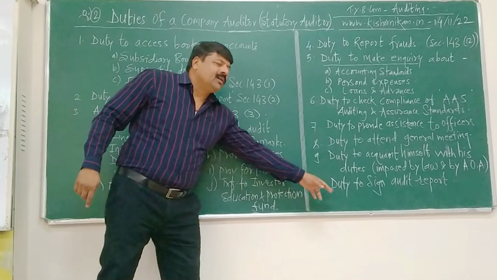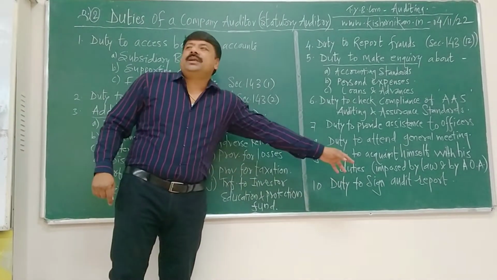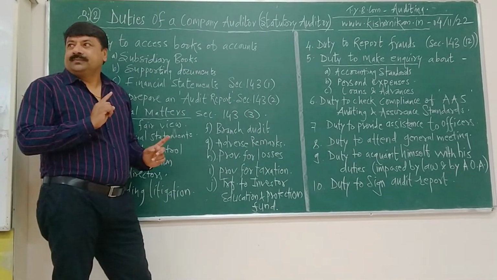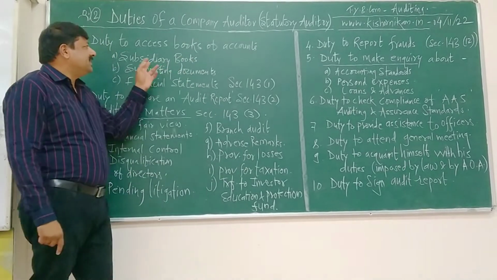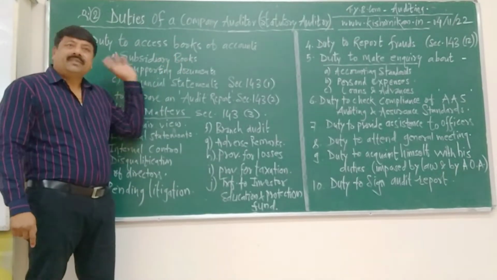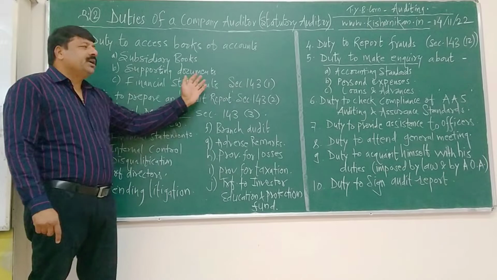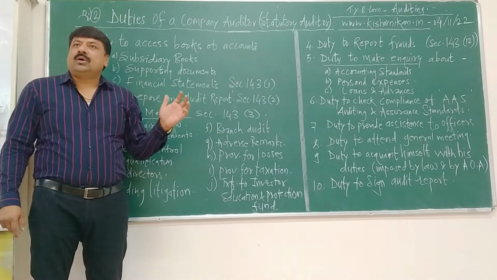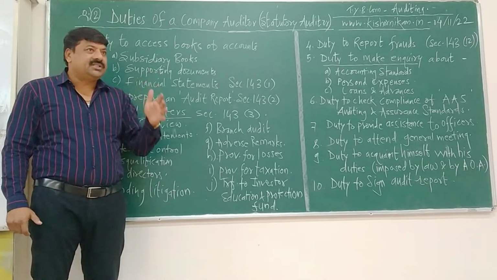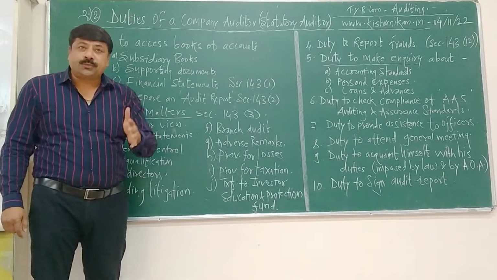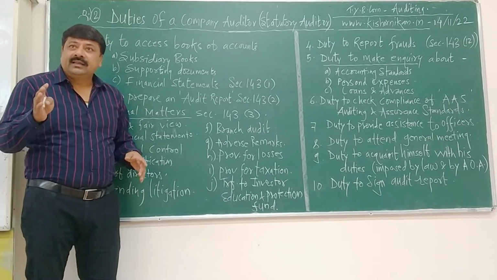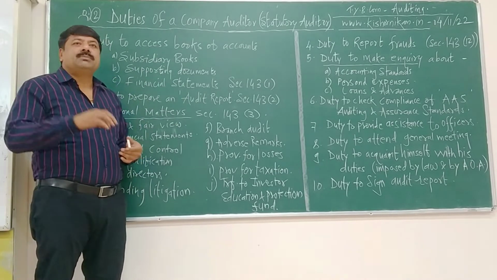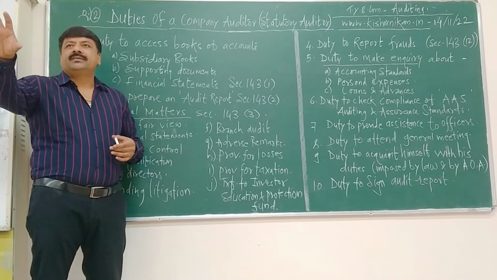Same as signing audit report. Right to sign audit report as well as it is duty to sign an audit report. Clear? The books of accounts include subsidiary books, financial statements, all supporting documents. Financial statements include profit and loss account, schedules to the balance sheet, then cash flow statement, funds flow statement. These are the financial statements which depict the picture of financial position on a particular date.